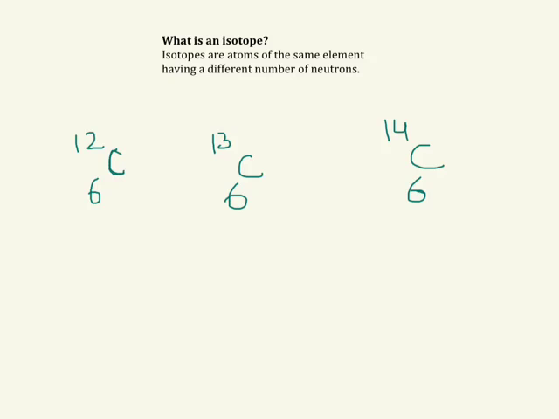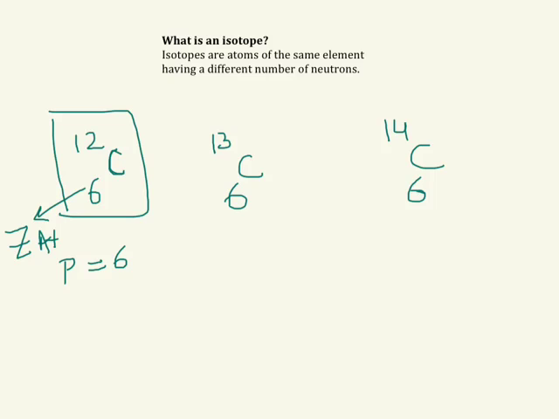When we write down the symbol of an element like this, with a subscript and a superscript on the left side, this number represents Z, which is the atomic number. And what is atomic number? Atomic number is the number of protons. So that means this has 6 protons. An atom is neutral, so if there are 6 protons, then there will be 6 electrons.